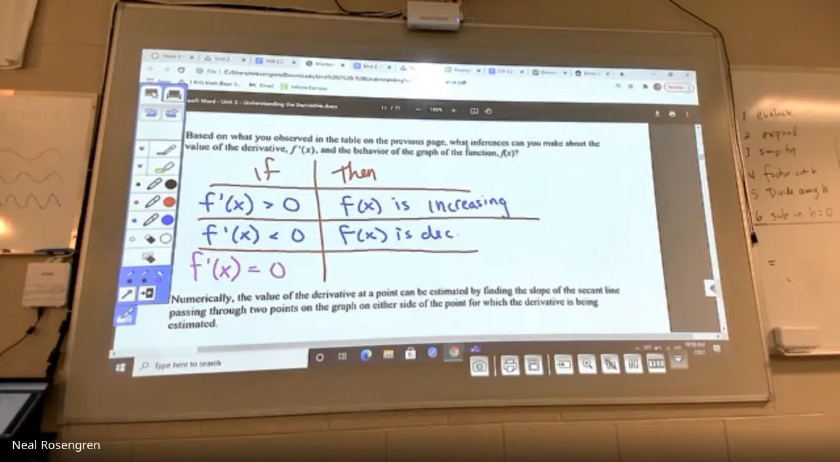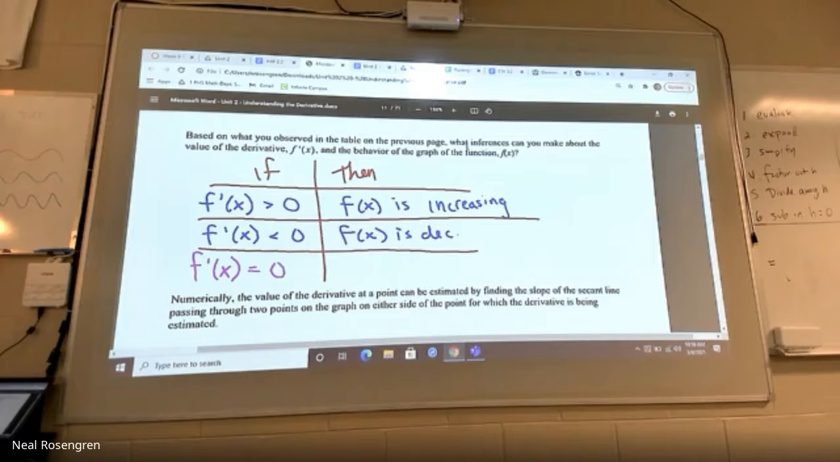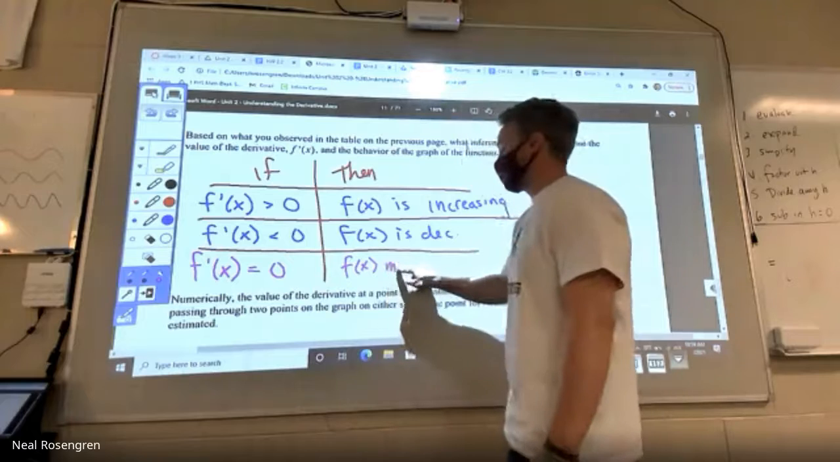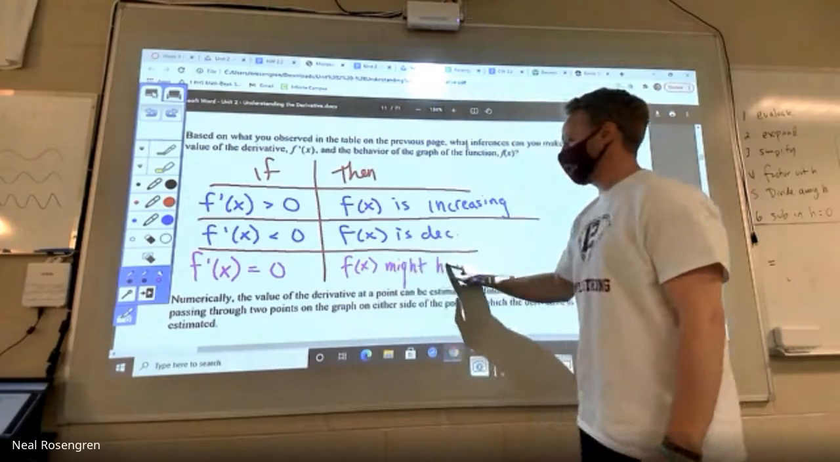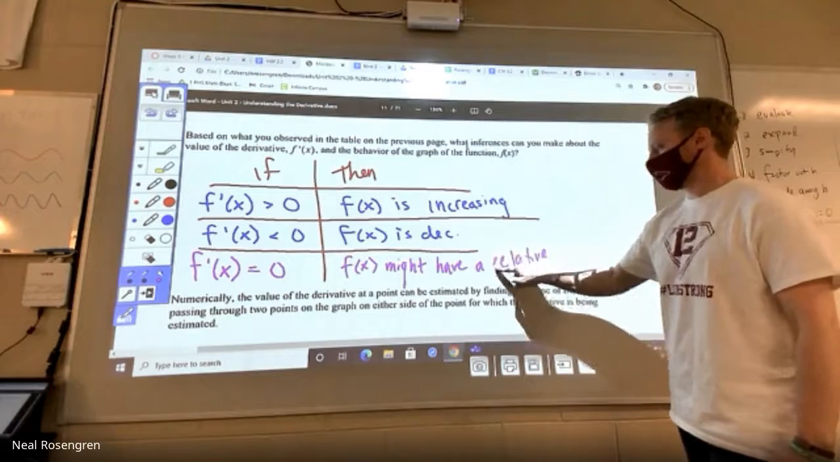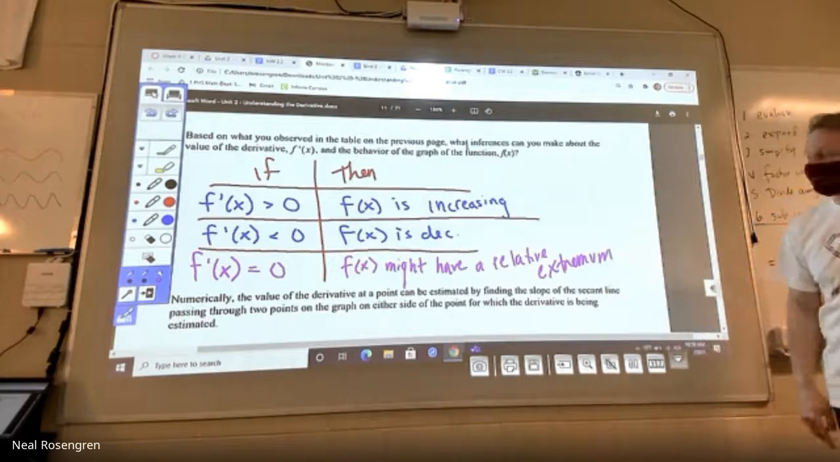But if it's actually 0, right? We pick a moment in time, and we stop somewhere, and we say, all right, let's plug in this x value, let's see what we get, and we actually get 0. Is it guaranteed to be a relative minimum or a maximum? Not necessarily, but it could be, right? And that's a really good first step, that f of x might have a relative extremum. It might. I would love it to, but it might not.